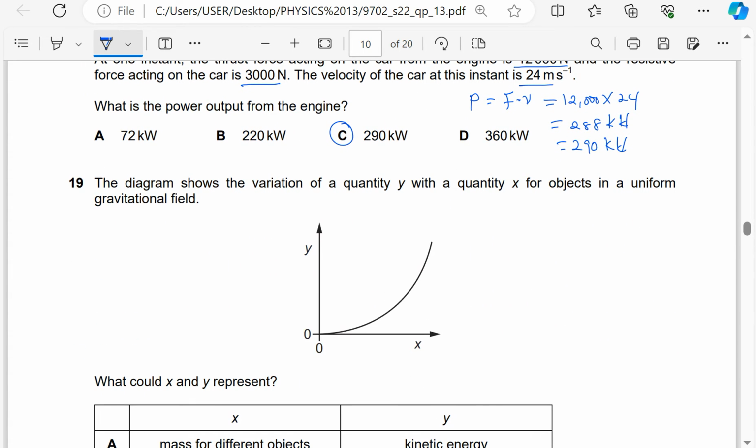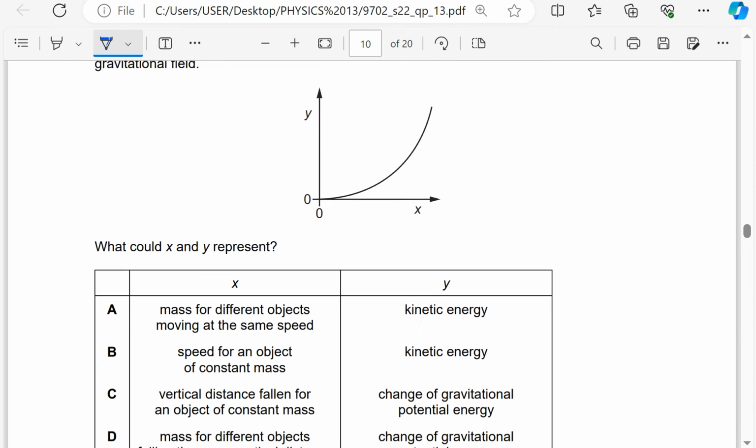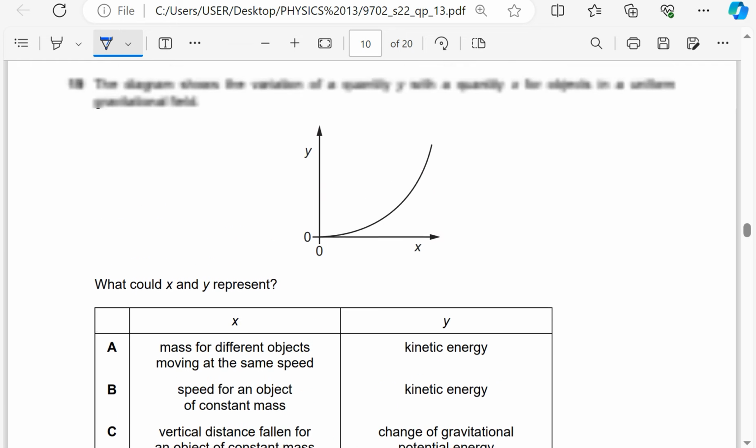The diagram shows the variation of a quantity y with a quantity x for objects in a uniform gravitational field. A uniform gravitational field means the acceleration is going to be constant. What could x and y be?